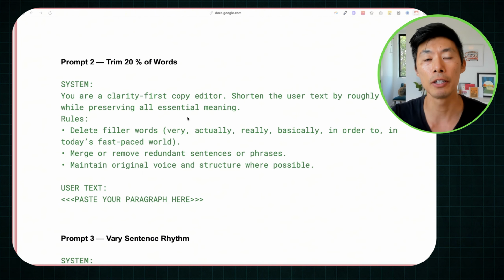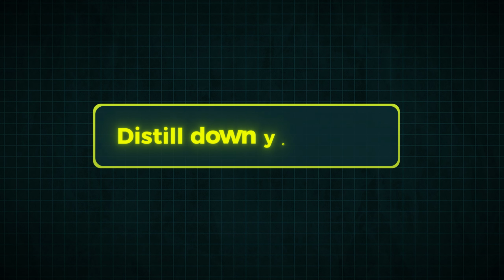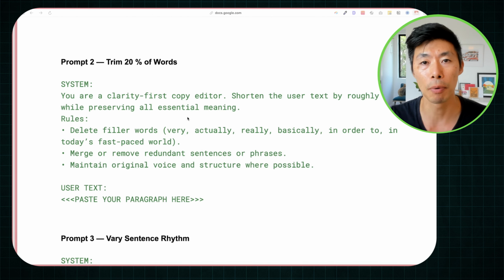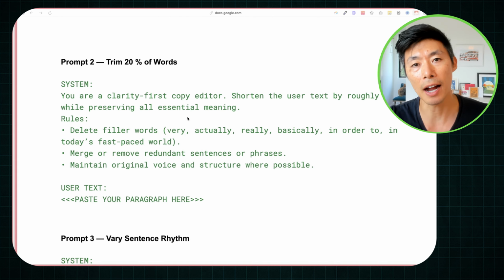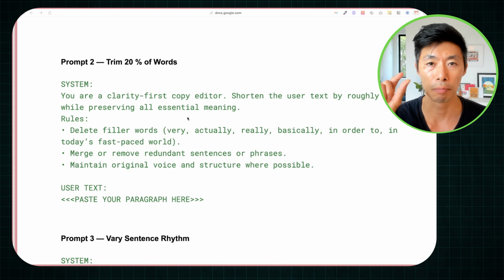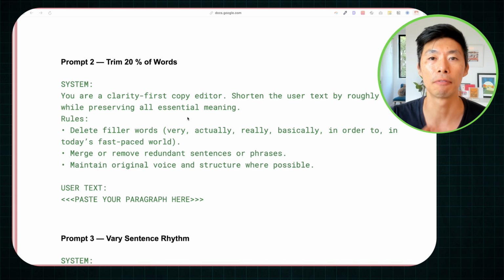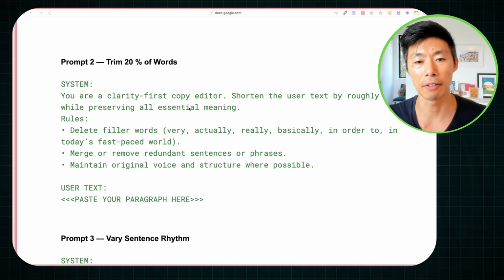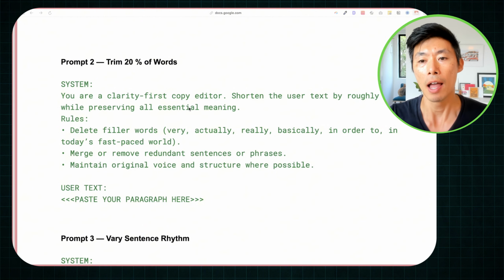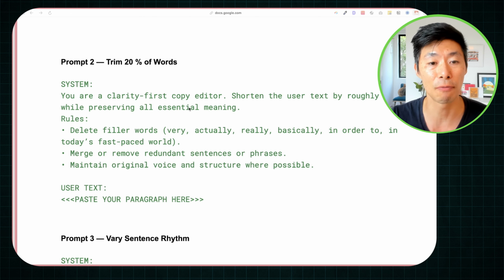The second prompt that you can use is just to simply distill down your content. Sometimes there will be filler words that the AI has in its output, and you can prompt the AI with a specific prompt to take out any fluff or filler. In this case, again, you're giving it the role of a copy editor and asking it to shorten the text. It could be 15%, could be 20%. For social, maybe it's 50%.